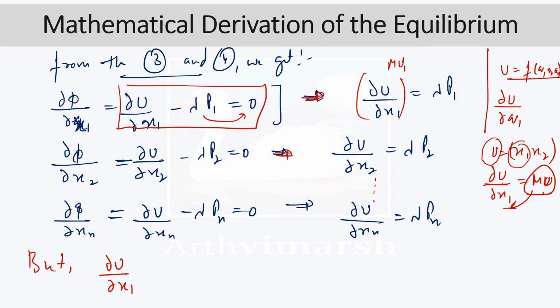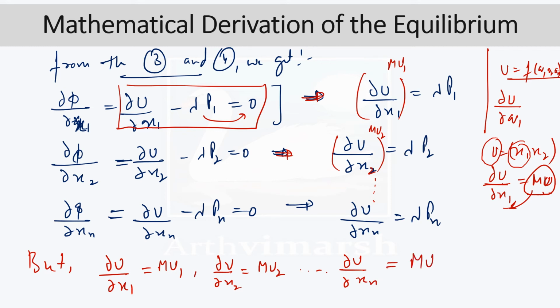It's the marginal utility of 1. Likewise, in this expression, it's the marginal utility of 2. From this discussion, we know that del u upon del x1 is the marginal utility of 1, del u upon del x2 is the marginal utility of 2, and so on up to n. So del u upon del xn is again equal to the marginal utility of n.